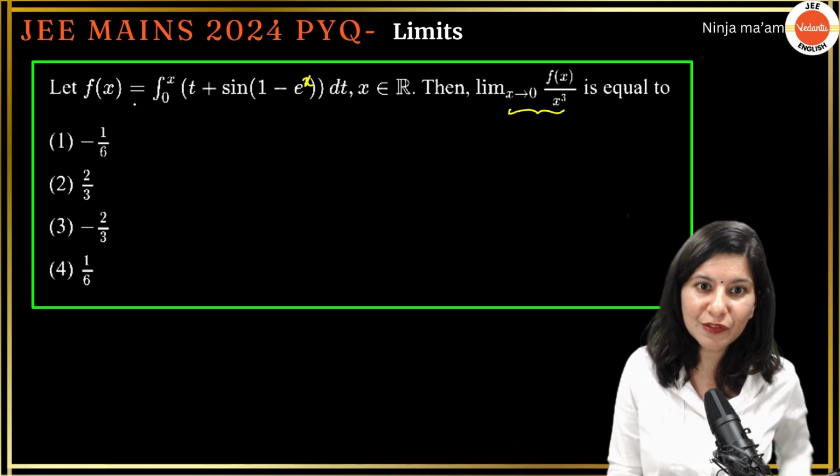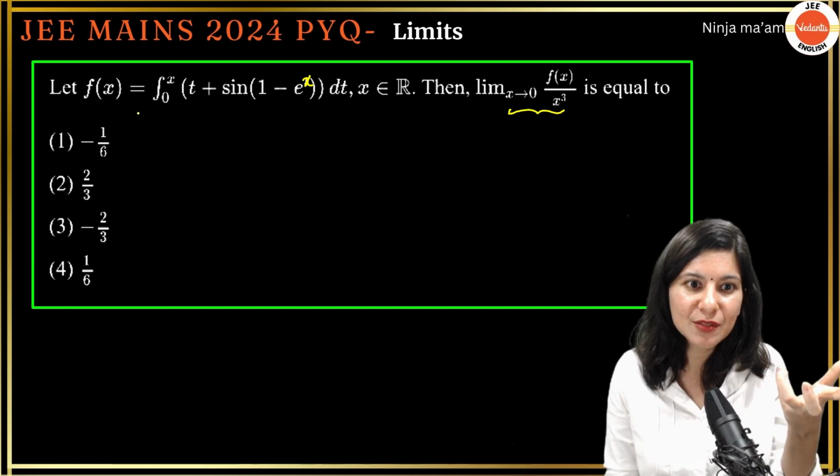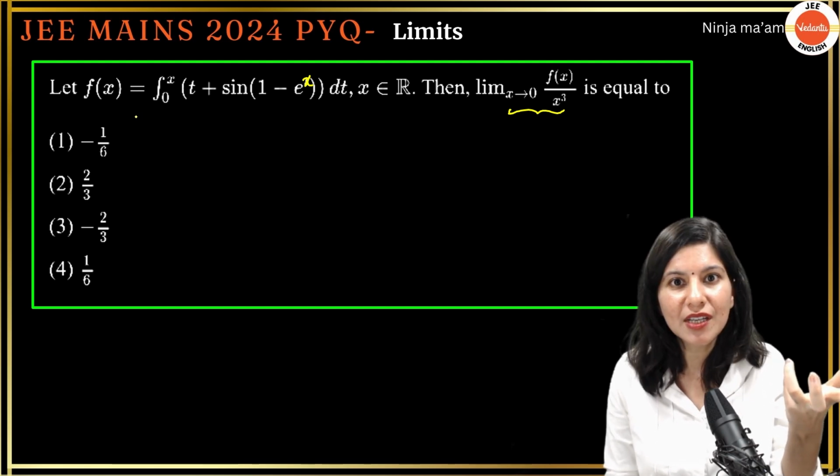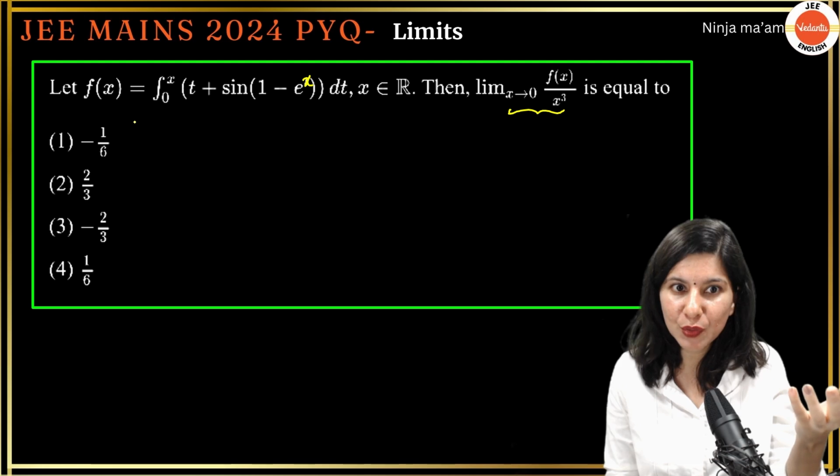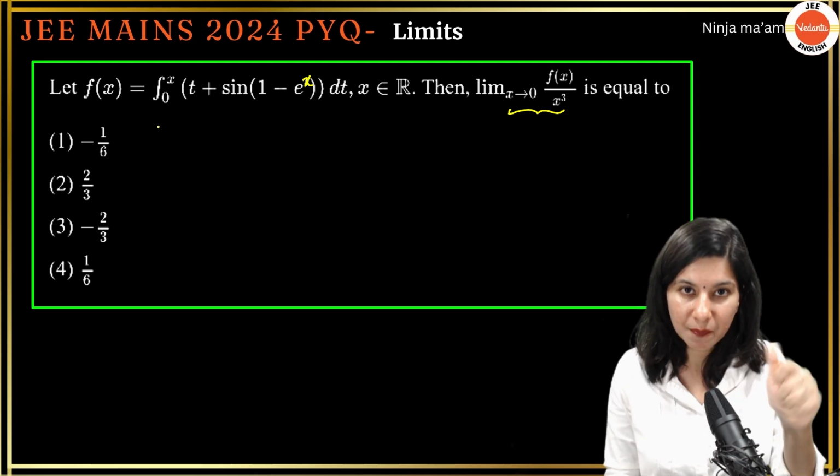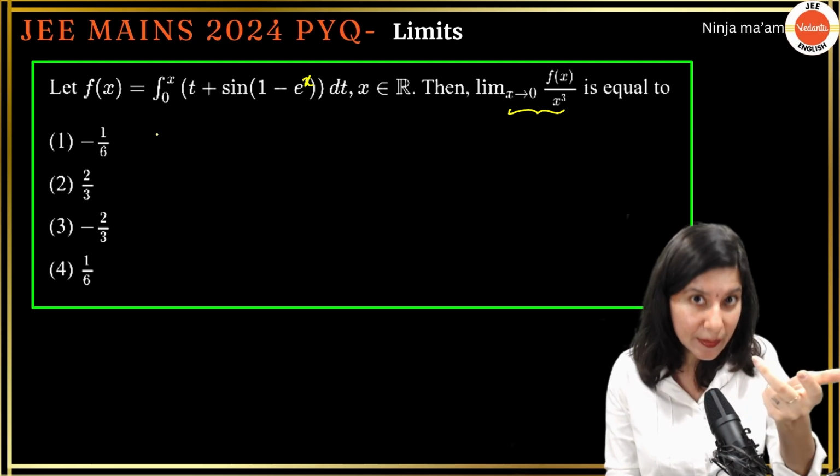Okay. So first of all, let us understand the category of this problem. There are so many problems JEE Main has been asking for the past few years which combine limits plus definite integration plus Leibniz theorem.